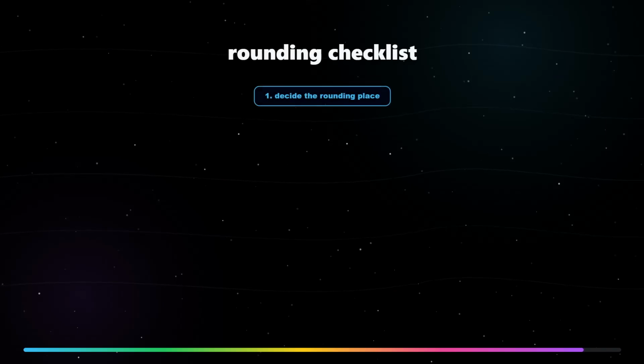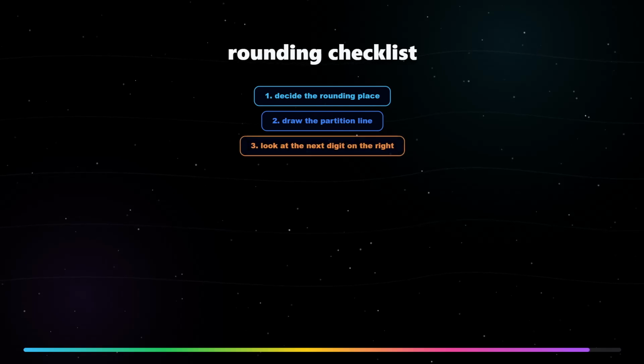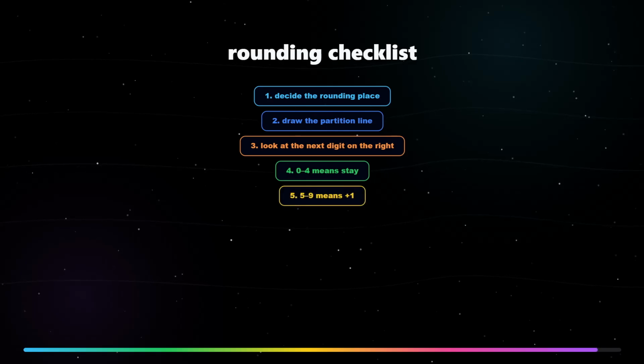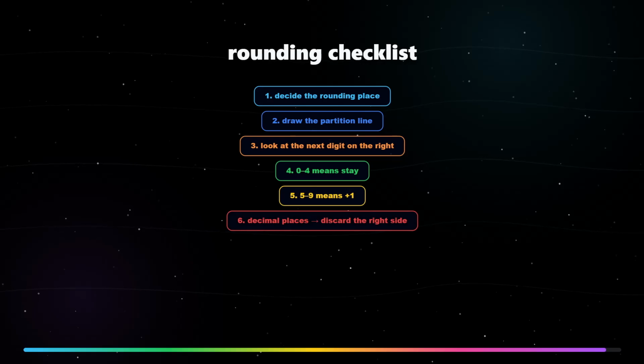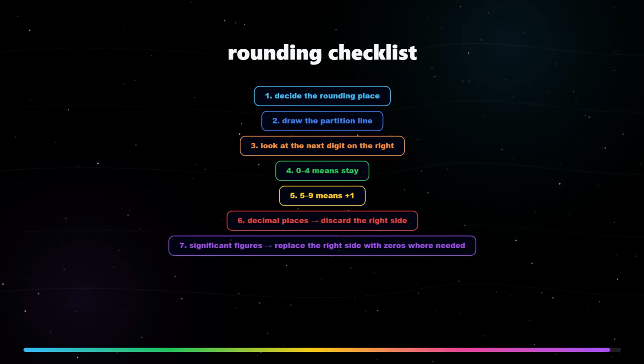Step 1, decide the rounding place. Step 2, draw the partition line. Step 3, look at the next digit on the right. Step 4. If the next digit is 0, 1, 2, 3, or 4, stay. Step 5. If the next digit is 5, 6, 7, 8, or 9, add 1. Step 6. For decimal places, discard the digits to the right. Step 7. For significant figures, replace digits to the right with zeros where needed.